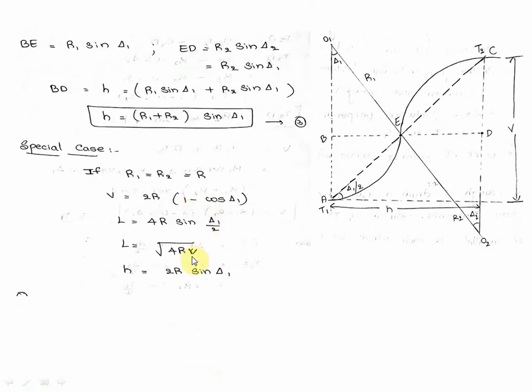Instead of sin delta 1, they have taken V by L. When L goes to LHS, it will become L square. If you want to convert that square to the right side, it will be root. So root 4RV. And H equal to 2R sin delta 1. This horizontal distance H equal to 2R sin delta 1. You have to apply these formulas in the case where both the radii are the same. So you have to remember all the notations and equations.